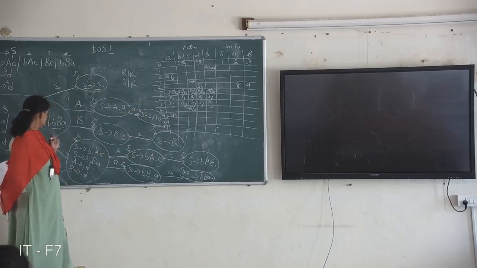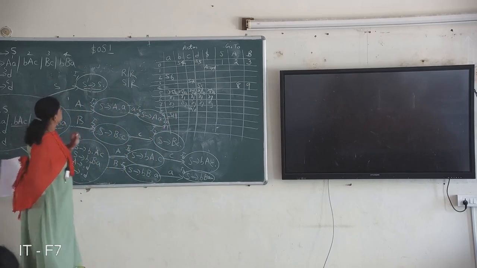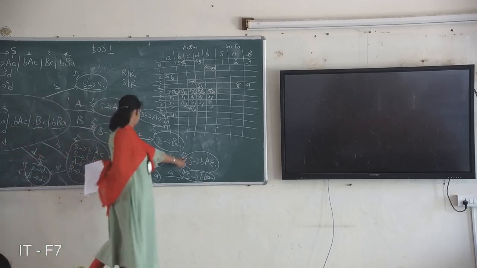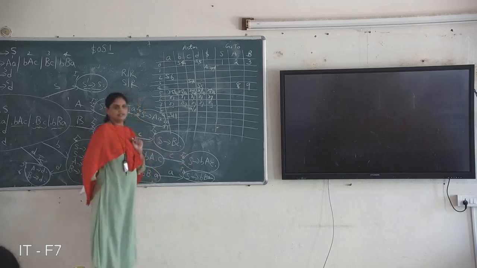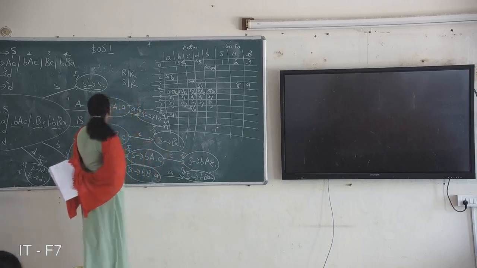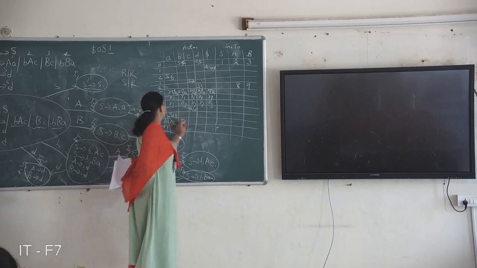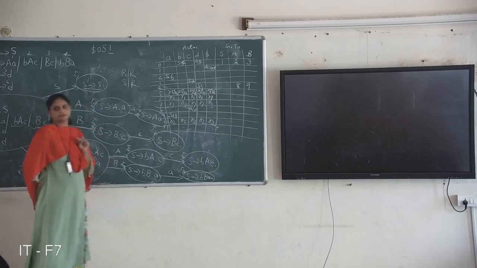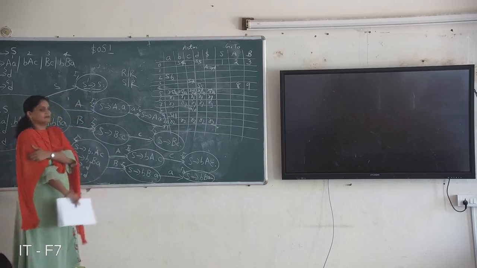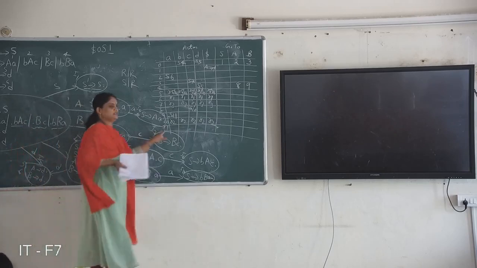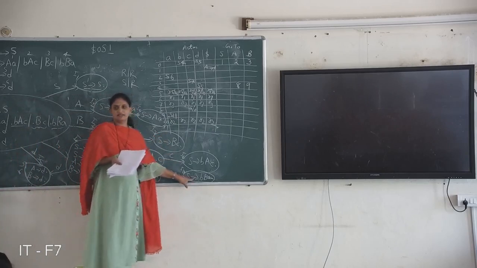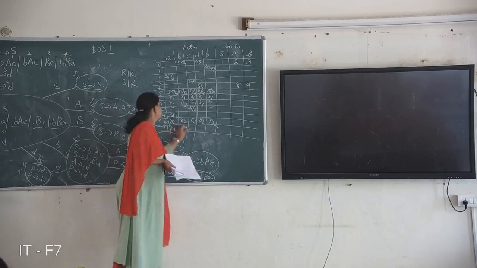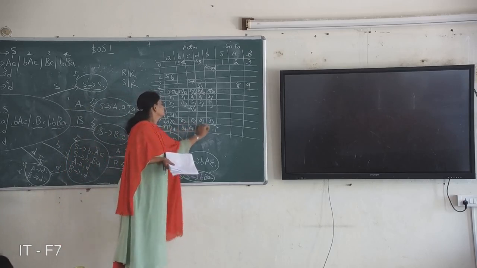I9 is completed. Next I10. I6, I7, I8, I9. Yeah, I10 contains a complete item, right? And that production number is 2, R2. So we can reduce with production number 2. Next, the 11th state also contains a final item and that is the 4th production, R4.